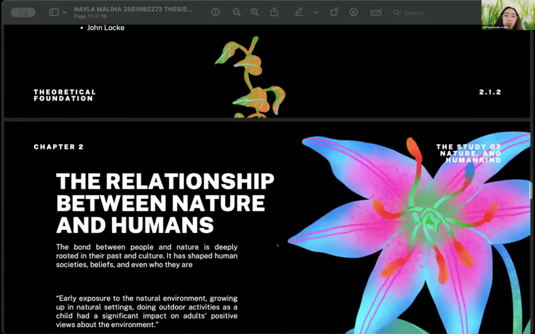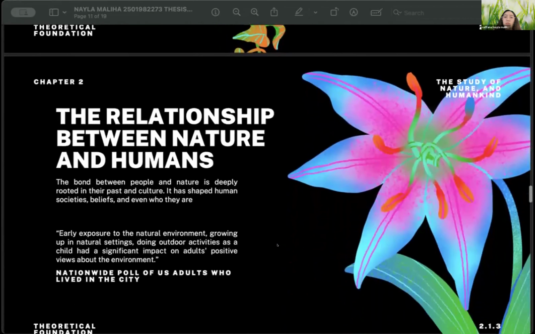So moving on to the relationship between nature and humans. The bond between people and nature is deeply rooted in their past and culture. One of the factors contributing to this relation can be found in a growing body of data suggesting that childhood experiences can potentially shape one's perspectives on nature as they grow older. Early exposure to the natural environment, growing up in natural settings, and doing outdoor activities as a child had a significant impact on adults' positive views about the environment, according to a nationwide poll of US adults who lived in the city.